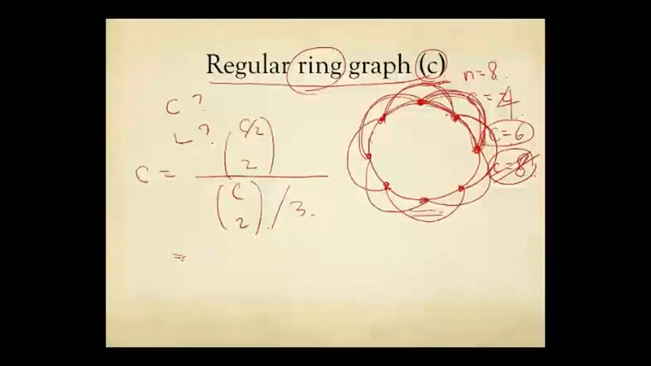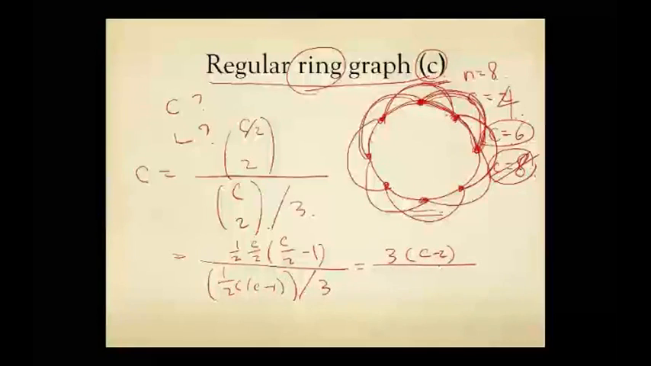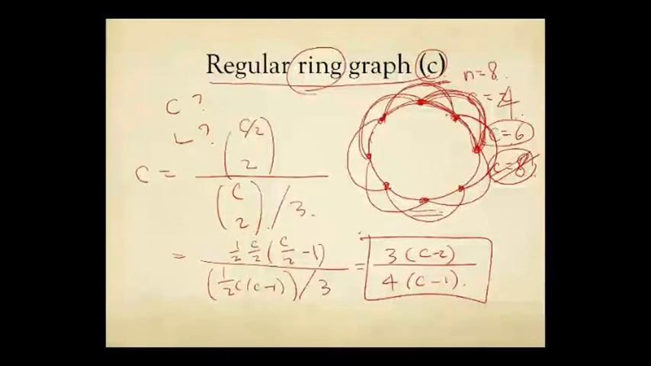What is this expression? It is half times c over 2 times c over 2 minus 1, divided by half c times c minus 1, over 3, which simplifies to 3 times c minus 2 over 4 times c minus 1. This is the clustering coefficient quantifying triad enclosure on a regular ring graph. You can see that the number of nodes doesn't come into play here because this is entirely symmetric. So only c matters. The deterministic number, the degree here for each node, matters.